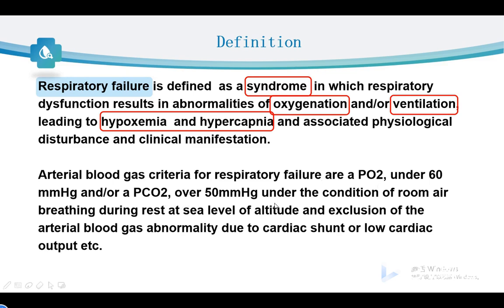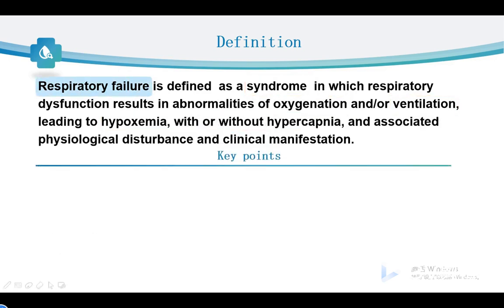But we need to notice here, there is a standard condition of room air breathing during rest at sea level of the altitude. And we also need to exclude other causes which can induce a blood gas abnormality. That's the keywords in the definition of respiratory failure. And now, let's look at some more details about these keywords.